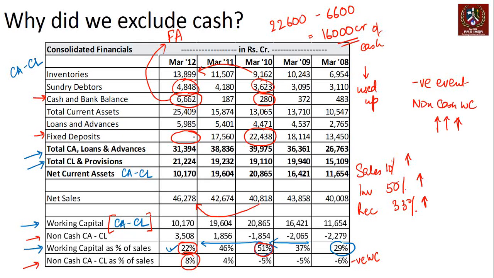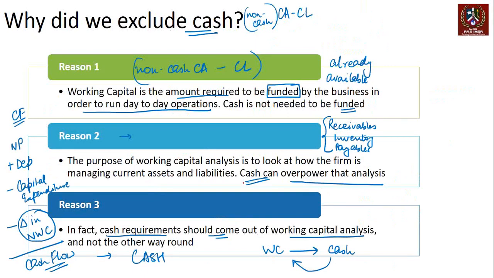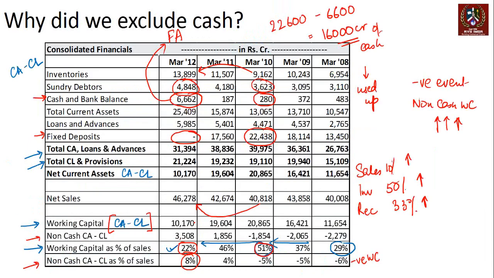But if you use CA minus CL directly, that's what we discussed. That's what we said, that cash can overpower the analysis. Cash might start distorting the overall analysis. Our purpose is to check whether receivables, inventory, and payables are doing well. Cash can create a problem there. So that's why we remove cash. And the third bit was cash requirement should come out of working capital analysis.